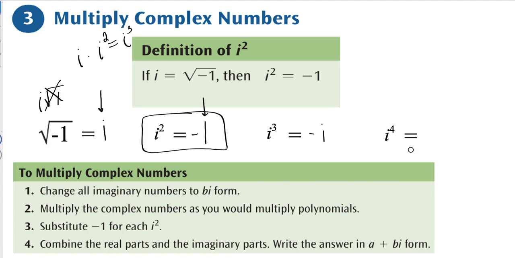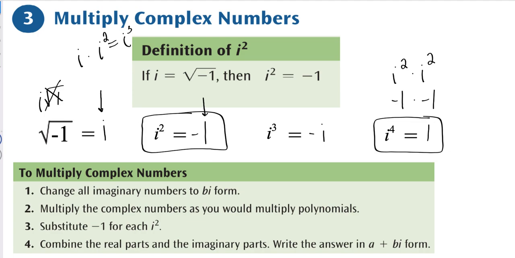And then over here, i to the fourth, okay? I'm going to relate this back to i squared. i to the fourth is i squared times i squared, which is negative 1 times negative 1. Well, what's a negative 1 times a negative 1? That's a positive 1, okay? So this and this are the most important ones. We're probably going to use this one more often, okay?